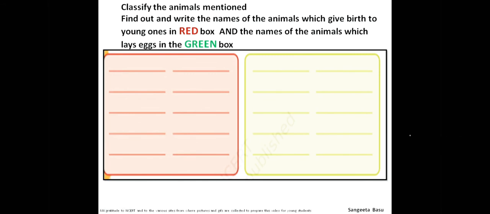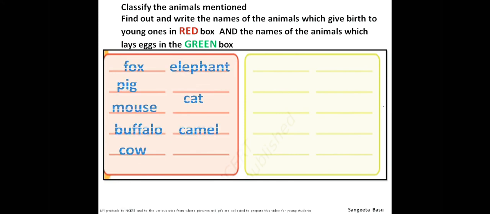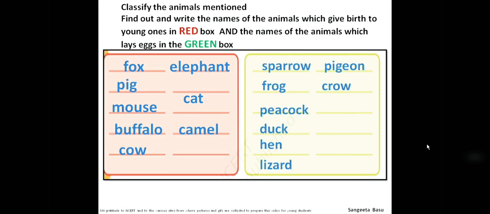So all the animals which give birth, we will put it in the red box. That is the fox, the elephant, pig, mouse, cat, buffalo, camel and cow. And the names of the animals which lay eggs, we will be putting them in the green box. Sparrow, pigeon, frog, crow, peacock, duck, hen and lizard. So this exercise is also very clear to you all now.